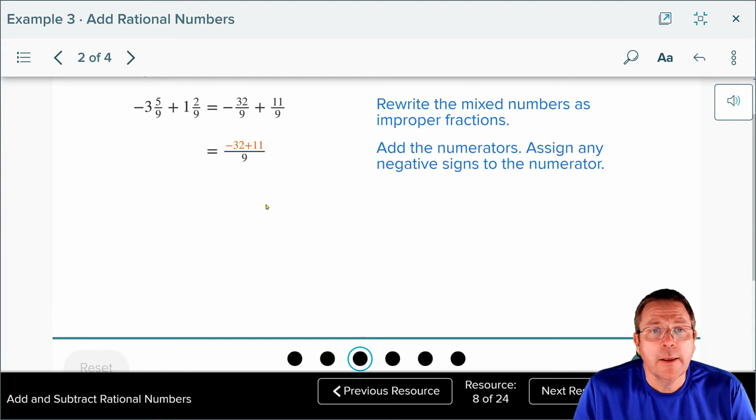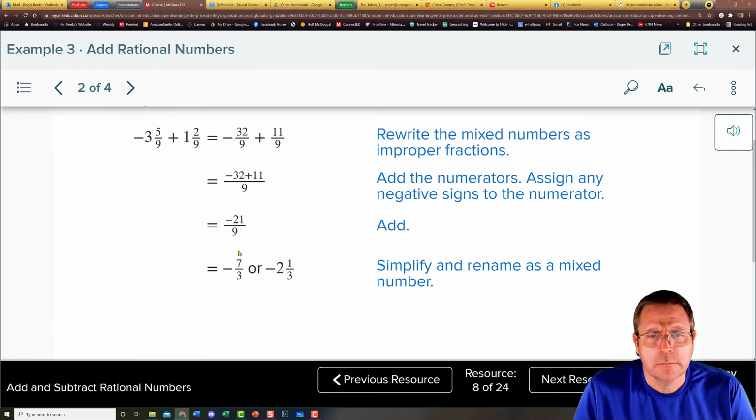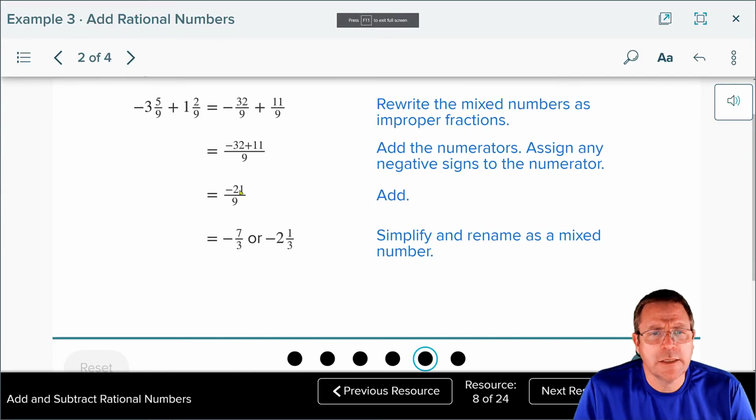After they did that, then they said, well, the 9 is a common base, which is not necessarily exactly the way I'd show my work. And then they said up top, signs are what? Signs are different. Find the difference, with the sign from the larger number going in front of the answer, giving them negative 21/9. And finally, in the end, they're going to take that negative 21/9 and convert it back into a mixed number, which means they simplified it. That's what they did.